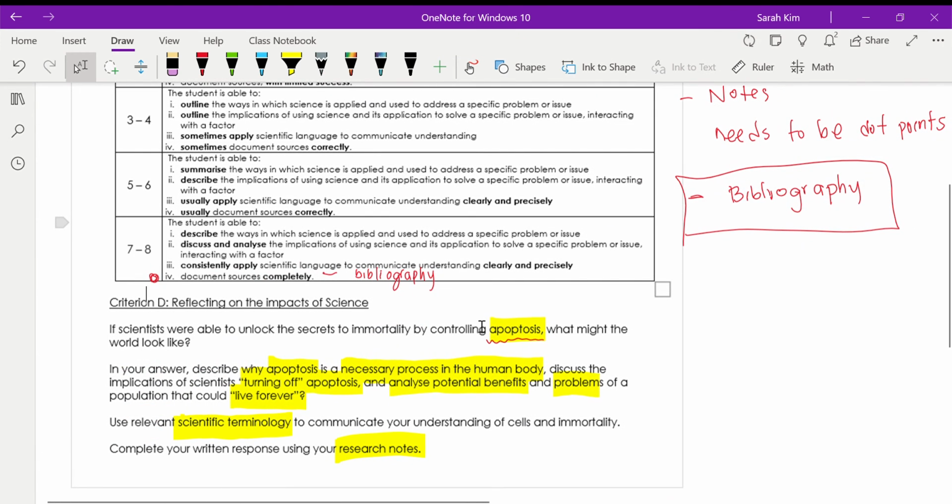First of all, the yellow parts are the important parts. First thing is probably Googling what apoptosis is, and make sure you understand what it means, and then using that information to be able to answer these questions.